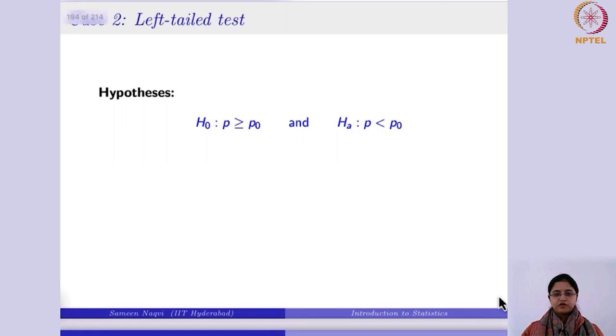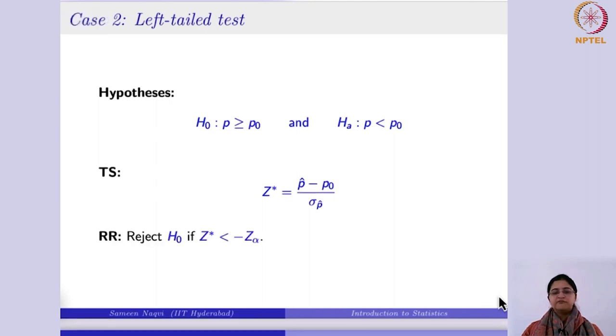Now in the left tail, what will happen? This would be the alternative, because we are dealing with a proportion that is less than p naught. Z star can be calculated, and it would be the same test statistic. Now in this case, again, we are dealing with the left tail, so the left extreme. In this case, the critical value would be minus z alpha.